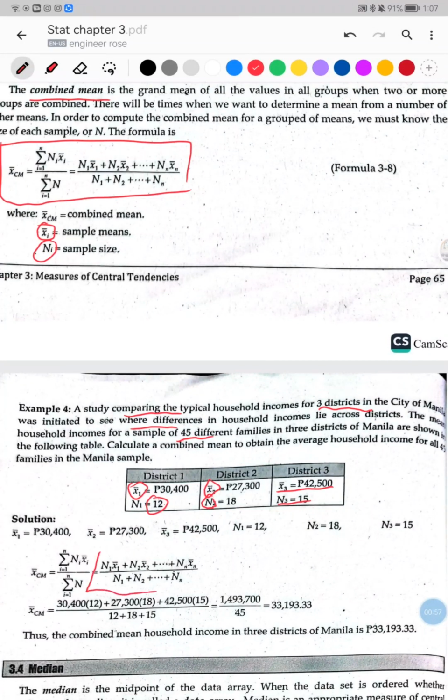So, just this. The formula for the combined mean: each sample mean times its sample size, then add another sample mean times its sample size. So, just add all. For the first district, the sample mean is 30,400 times the sample size, plus the second district, 27,300 times its sample size of 18, plus the third district, 42,500 times its sample size of 50. Then divide by n, the total sample size. So let's check if this is correct.